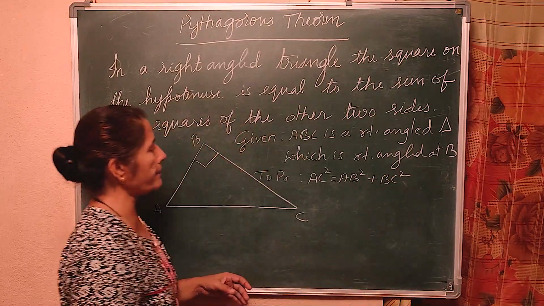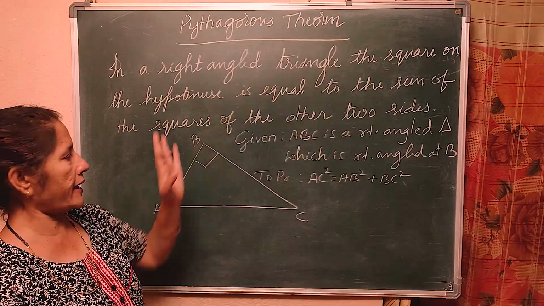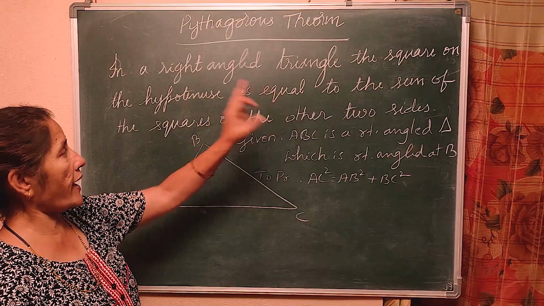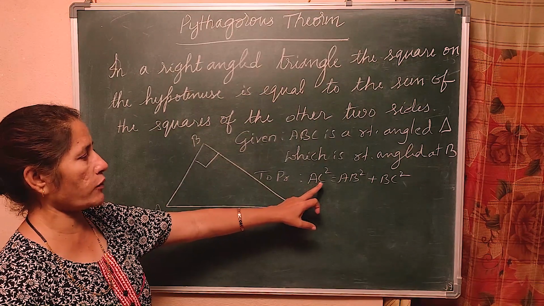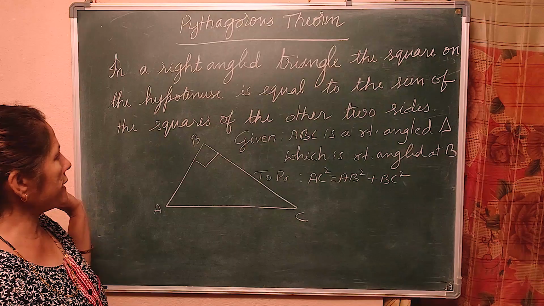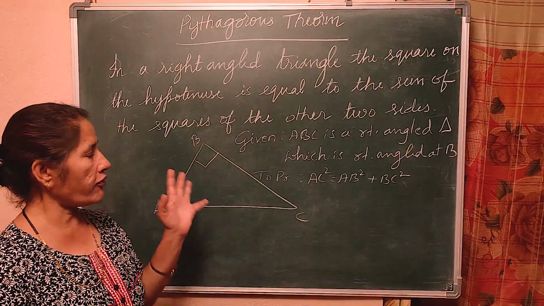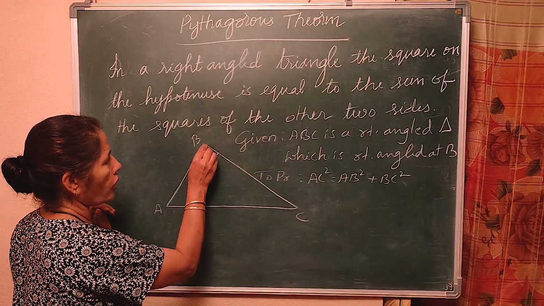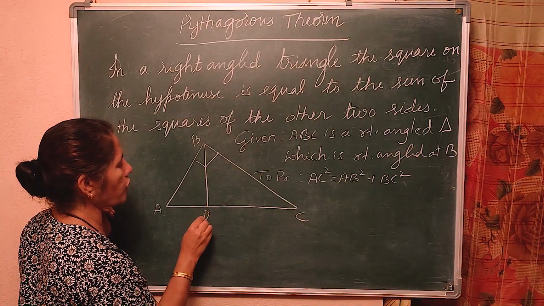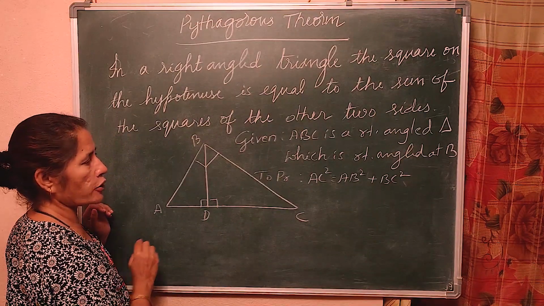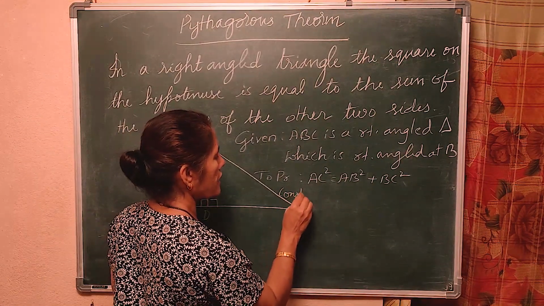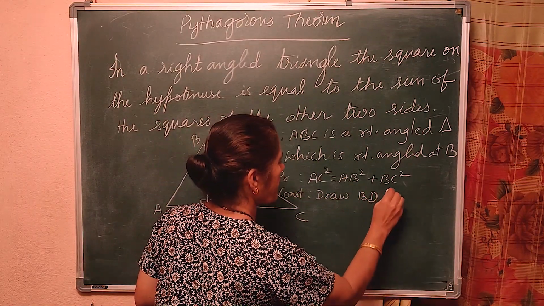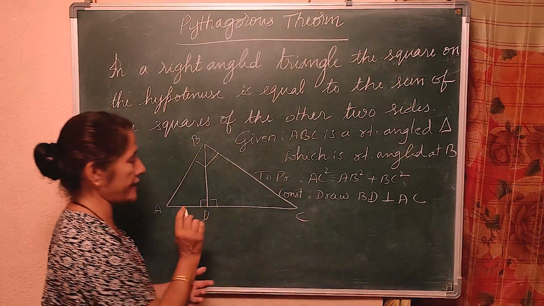You look at this theorem. In a right angle triangle, so I drew the right angle triangle. What is the next one? The square on the hypotenuse, AC square, is equal to AB square plus BC square. That is what I have to prove. Now, before proving that, let me do one construction. I draw BD perpendicular to AC. Did you all understand it here?